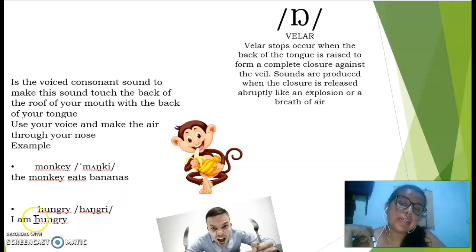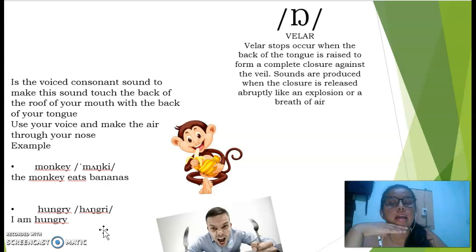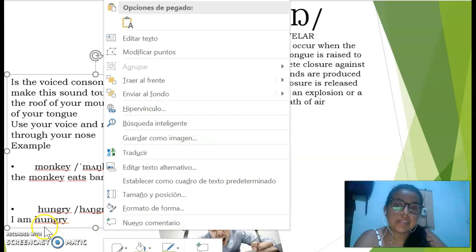And finally, this example: hungry. In the sentence, I am hungry.